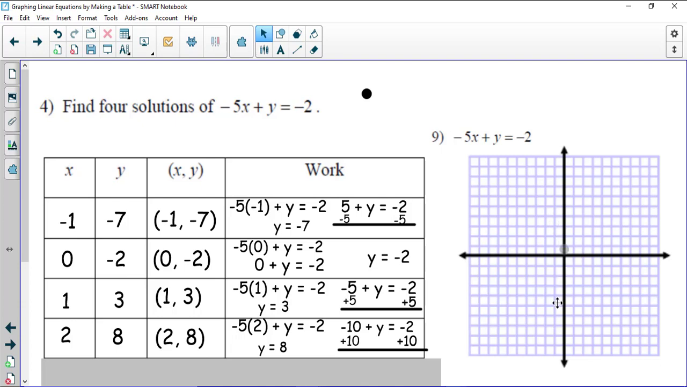So we have -1, -7, which is going to be right down here. We have 0, -2, which is going to be right here. We have 1, 3, which is going to be right here, and then 2, 8. It's going to be right there. So those are a little bit more stretched out.